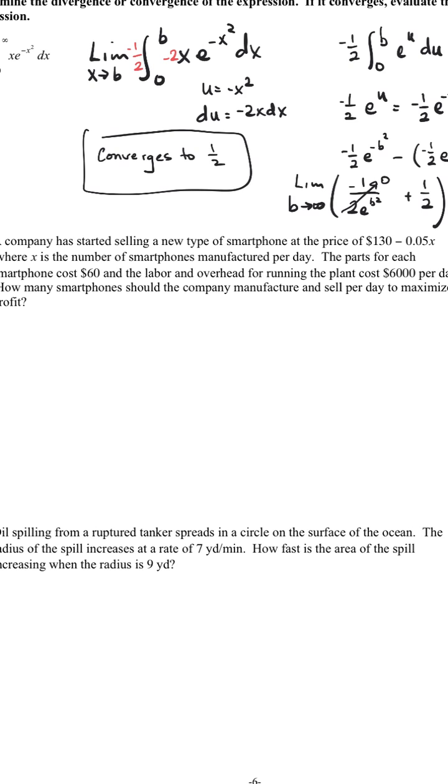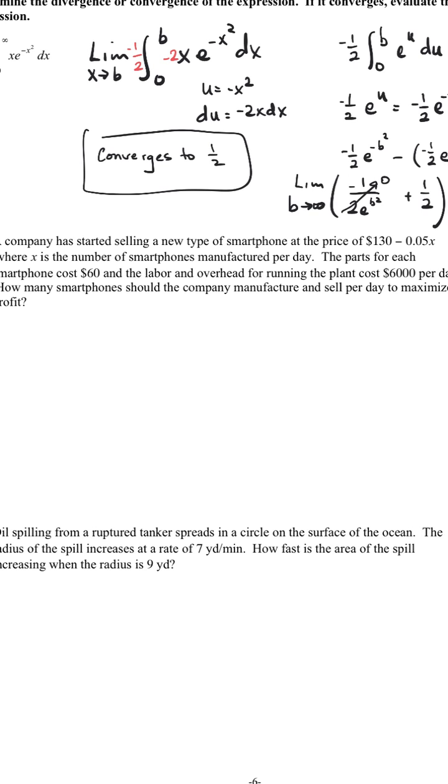Okay, question 14, we have a price function here. They're describing cost. So for each smartphone, we have $60 per smartphone. And then just for every day there's $6,000 of overhead. How many smartphones should the company manufacture and sell per day to maximize profit?